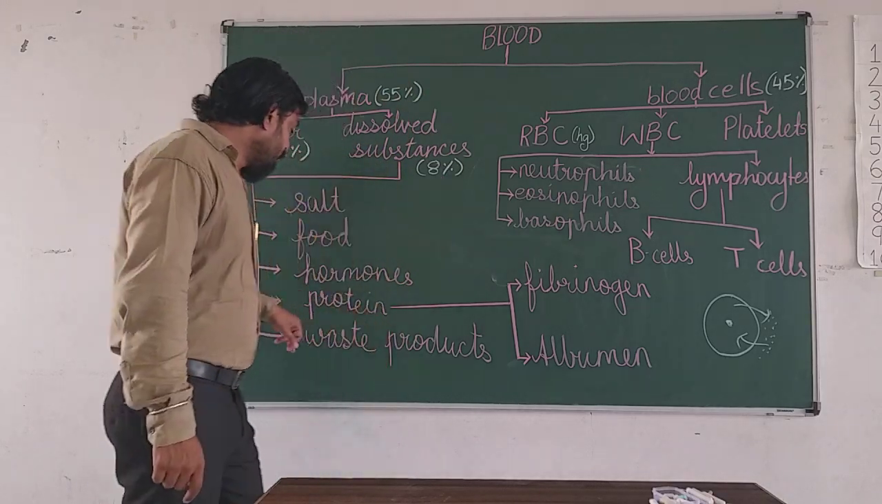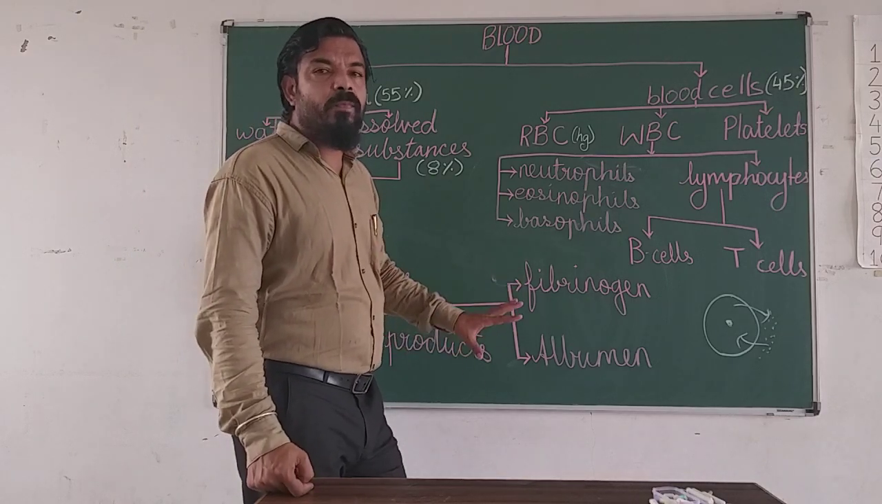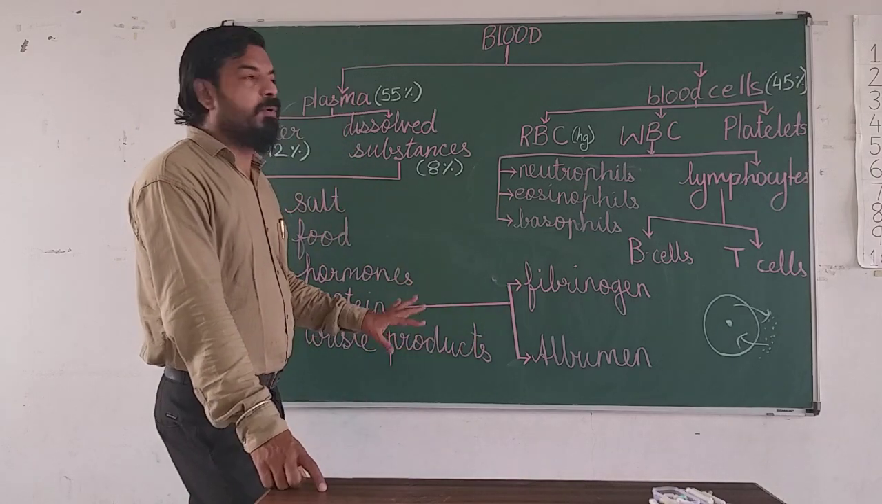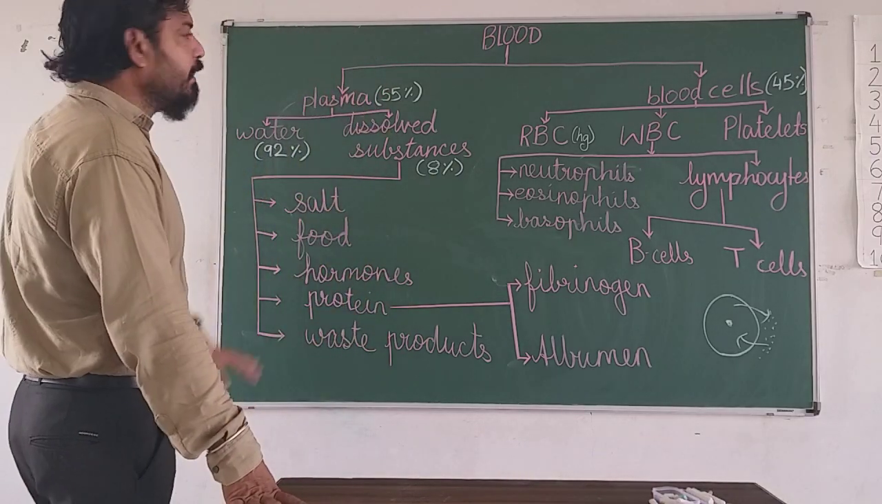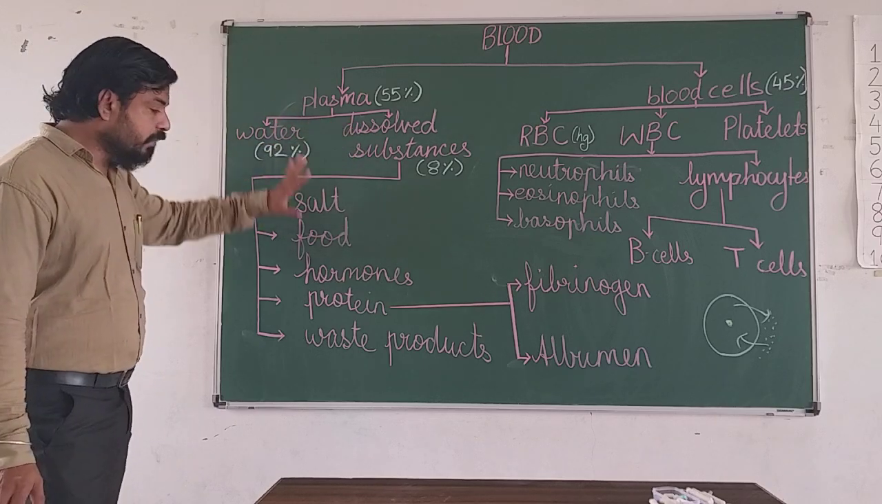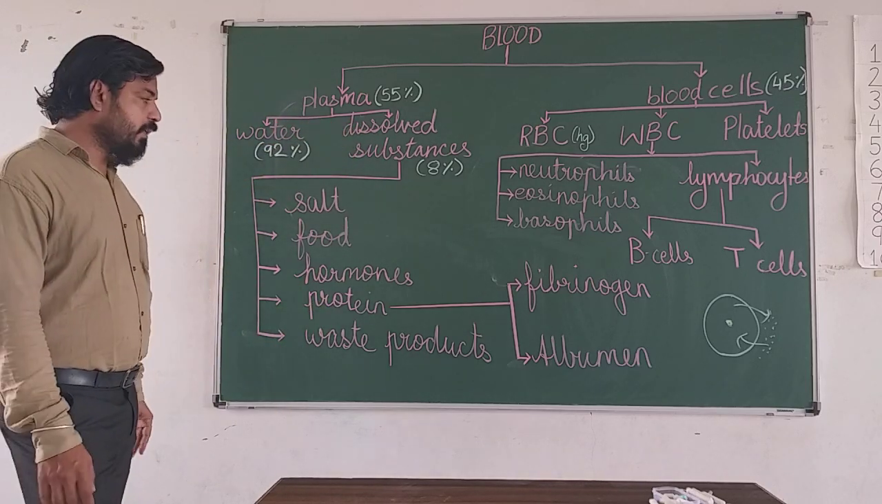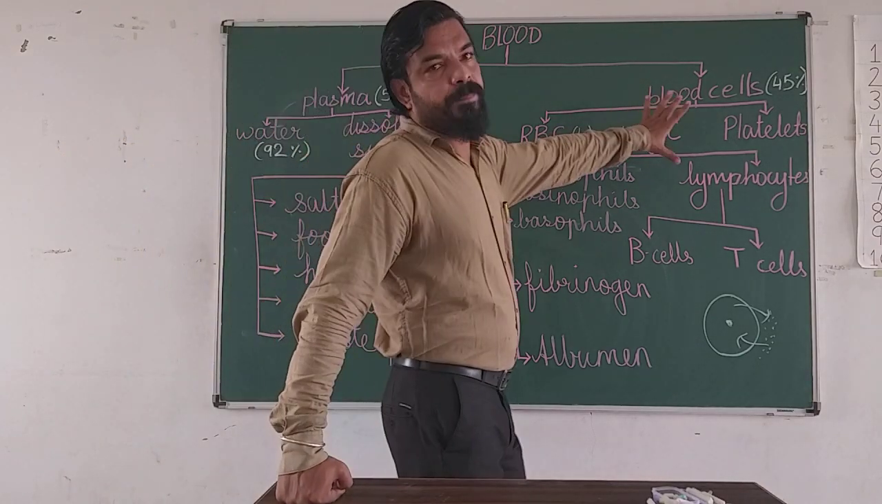Okay, so these are the proteins which are very important, and we'll understand more about these protein structures in the 9th standard. Now, this is the plasma, 55%, it contains water and dissolved substances. All of these dissolved substances are present in blood. Now, this is the blood cells.